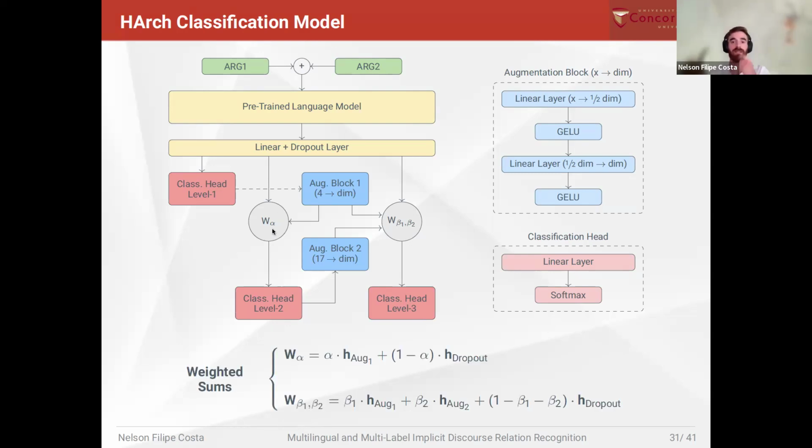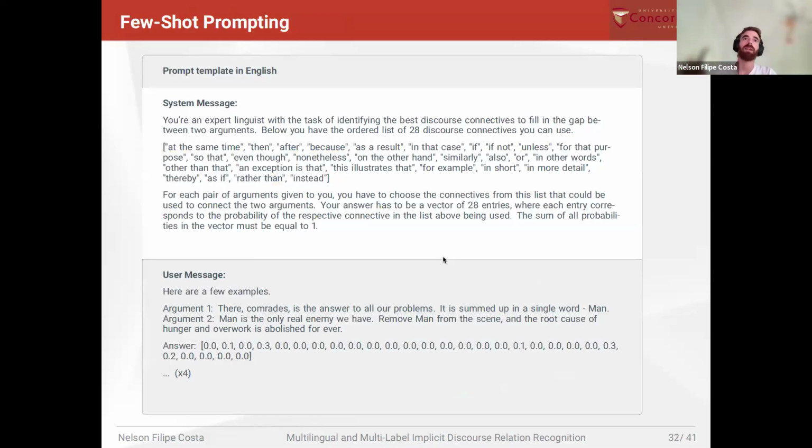To do so, we have these weighted sums that are also based on trainable parameters of the model, alpha and beta, that will learn how much importance each classification head should pay to the previous classification heads. We also compare our H-Arch model to LLMs in a few-shot prompting setting. In this case, we explored different prompts, and we ended up going with this role-playing prompt setting where we have a system message. We provide a few examples that have been annotated in DiscoGeM, and ask the model to generate a prediction as if it was an annotator of the DiscoGeM corpus, and we compare it to our H-Arch model.